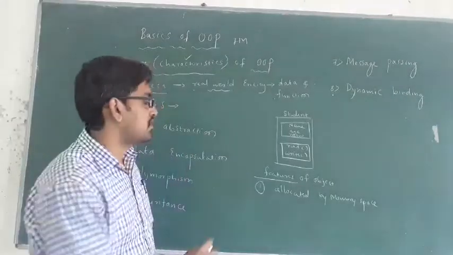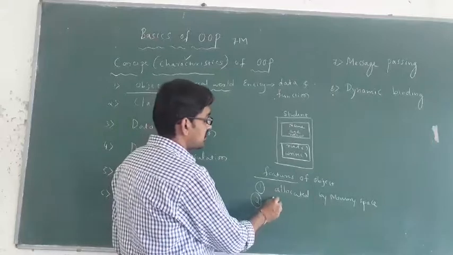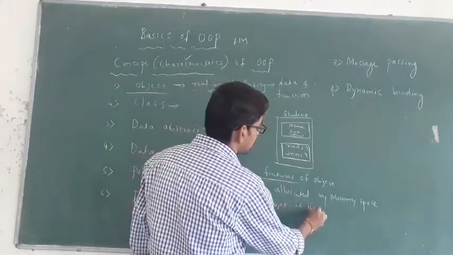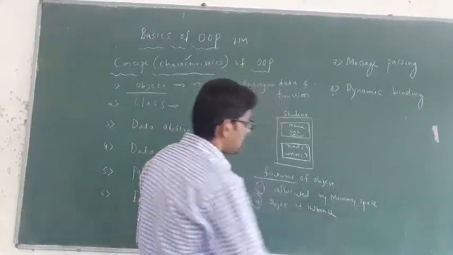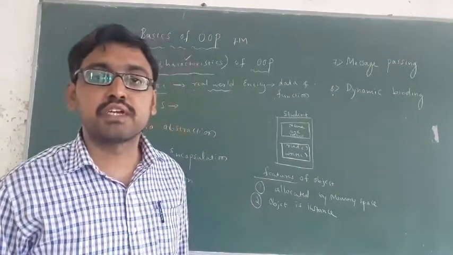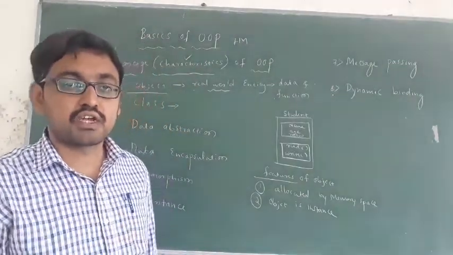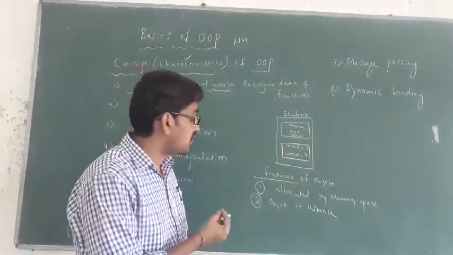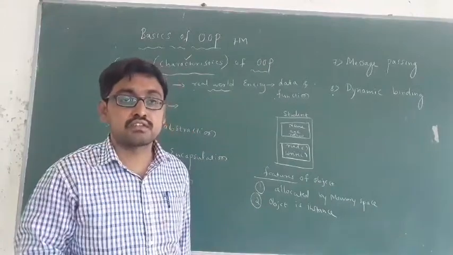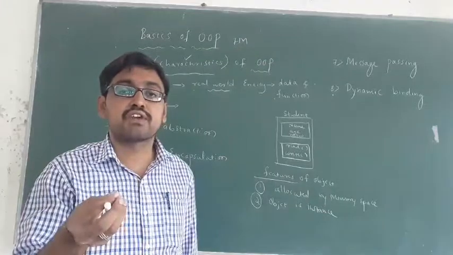Okay, then the second feature is that the object is an instance of a class. Object is an instance of a class means it is one instance, one piece of a class. In examination they will ask you which is the instance of a class. This object is one instance of a class, one piece of a class.